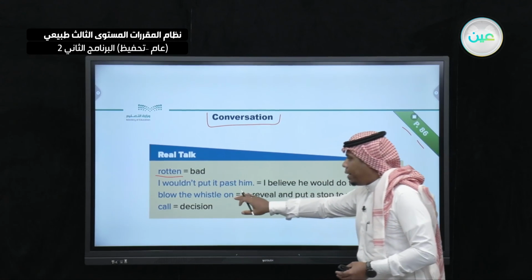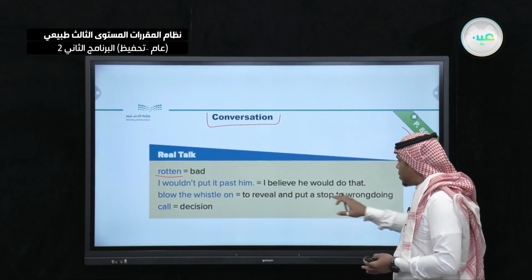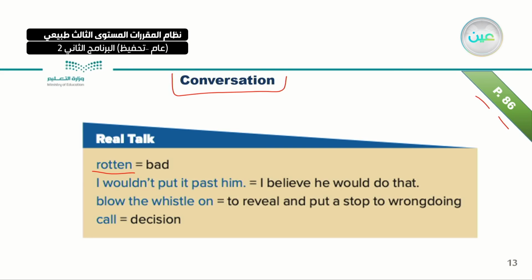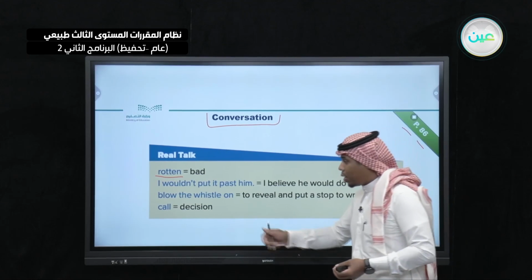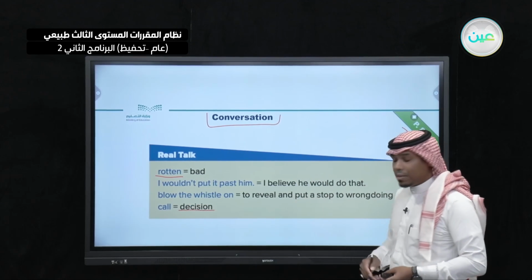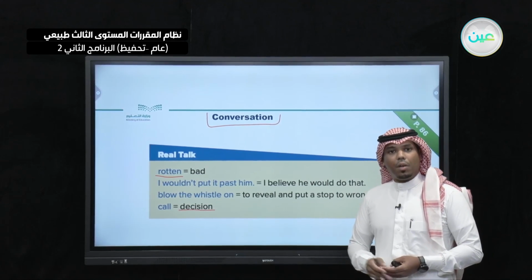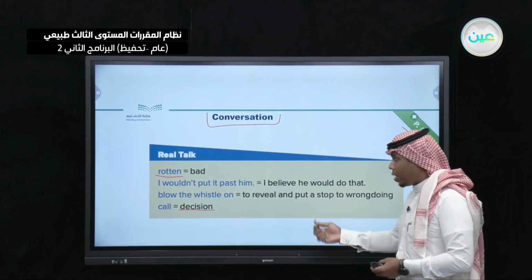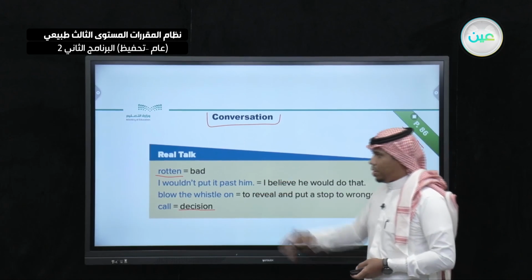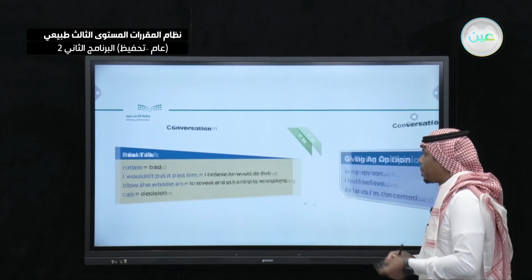Blow the whistle on means to reveal and put a stop to wrongdoing. So here, blow the whistle is to stop something wrong. Call doesn't mean that you are going to call using a cell phone. No, it means that you are going to decide, or take the shots, or be in charge, calling the shots. So call here means decision.